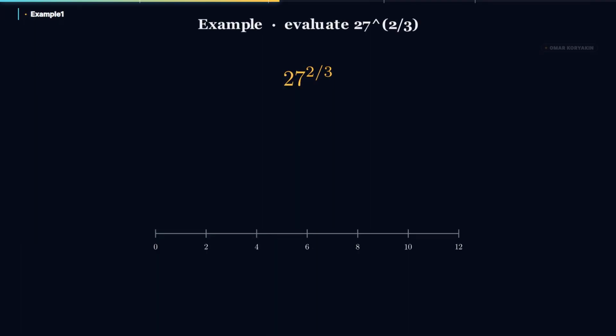Example 1, evaluate 27 to the 2/3. The denominator 3 says cube root, the numerator 2 says square the result. Take the cube root of 27 first. 27 equals 3 cubed, so the cube root is exactly 3. The expression is now 3 squared. Square it. 3 squared is 9.